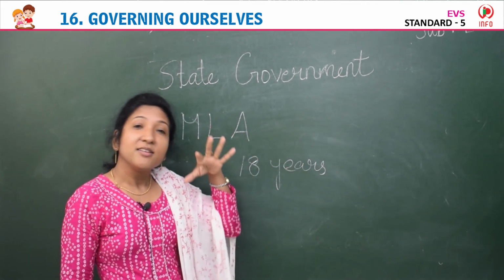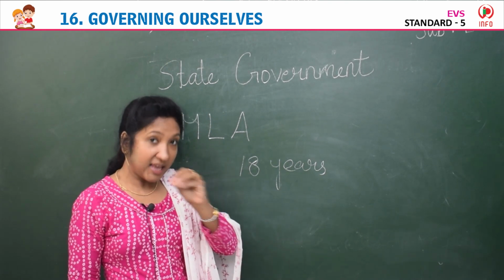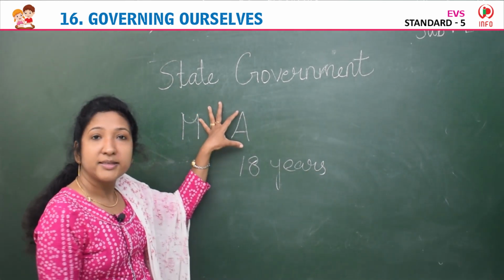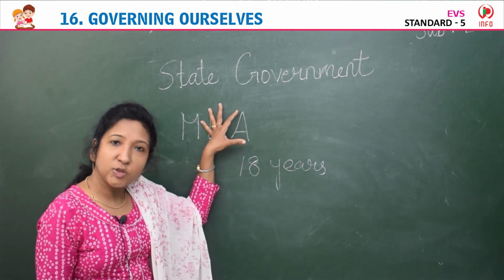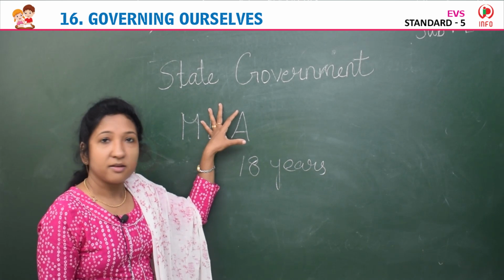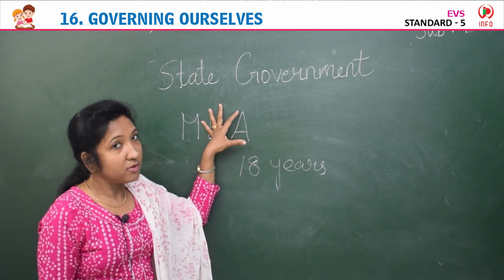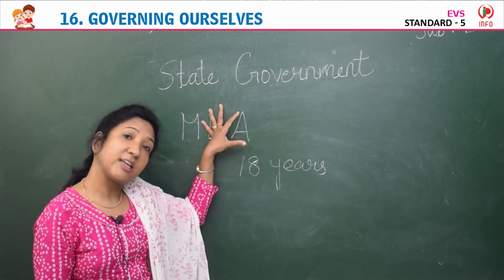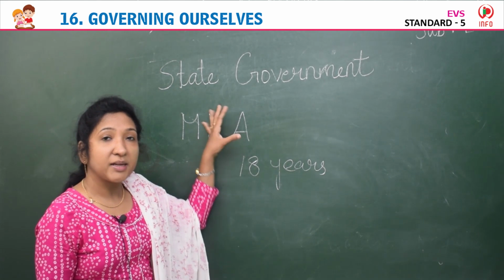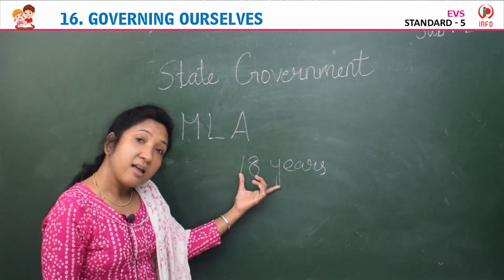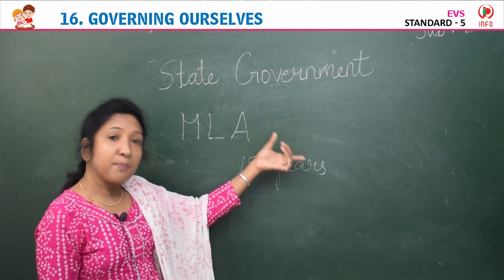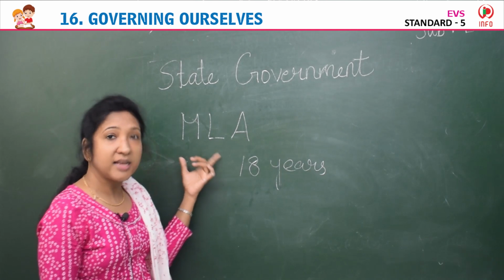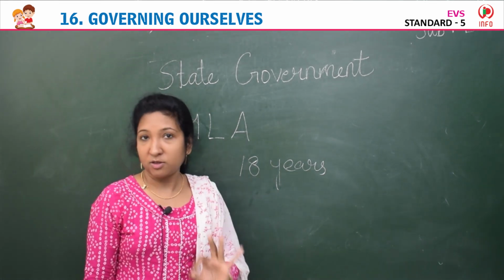Not MLA. Those who are 18 or above are allowed to vote for these parties. If you are 10 or 12 years old, you are not allowed to go and vote. Only if you have completed 18 years do you have the right to vote. Those who are 18 and above vote for the people of the legislative assembly. They are called MLAs.